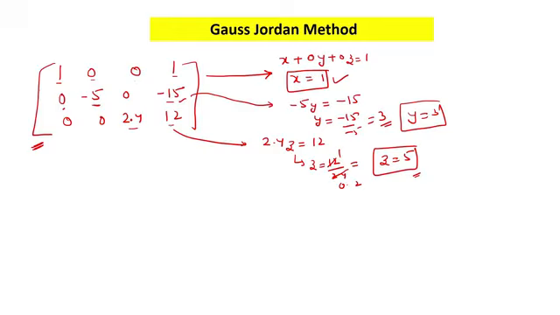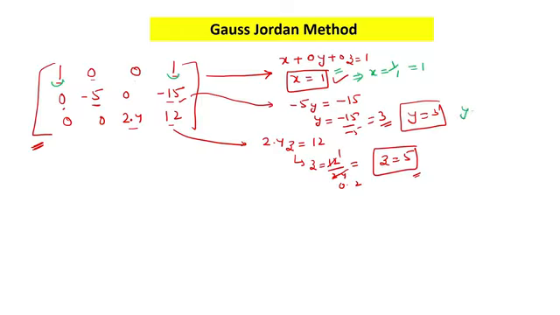Here we need not apply the back substitution method. We can directly find the value of x, y, z with less computation. How? Here, I can say x equals this constant upon this element, that is 1 upon 1. The same thing was done here also. So this will be 1.